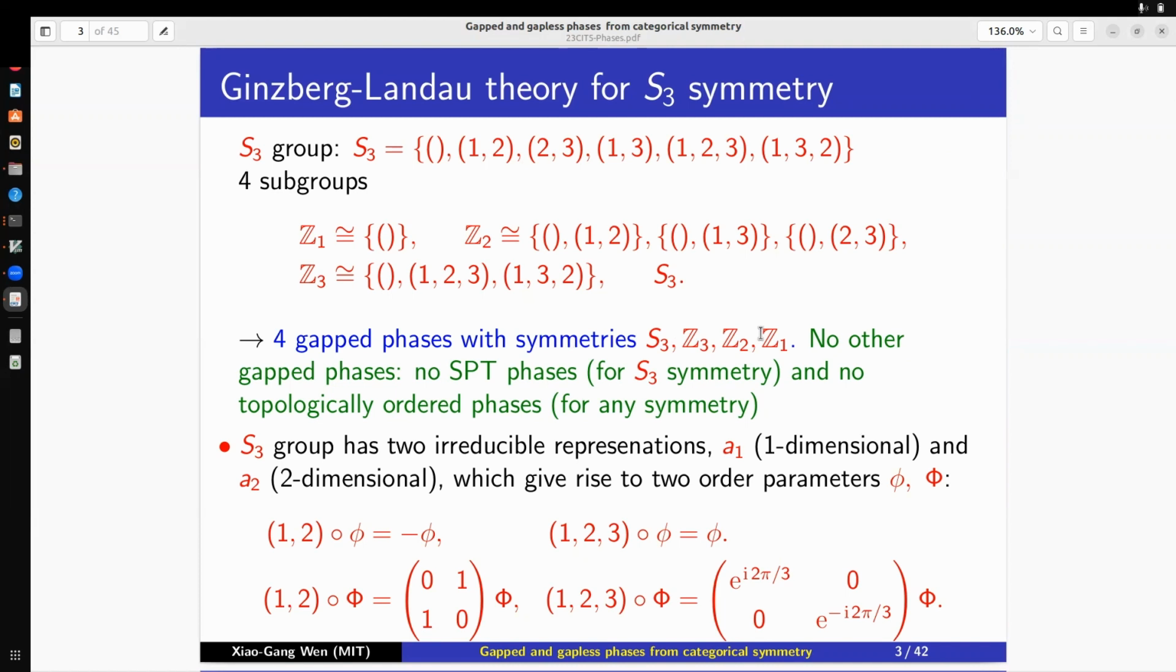To describe these phases quantitatively, we introduce 2 order parameters. One is like a parity order parameter: little phi changes sign under this parity action, but under the cyclic permutation of 3 objects, little phi doesn't change sign. That's a 1D representation. There's also a 2D representation, big phi. Under parity, big phi 1 and phi 2 get exchanged, and under the cyclic permutation, they just change by a phase.